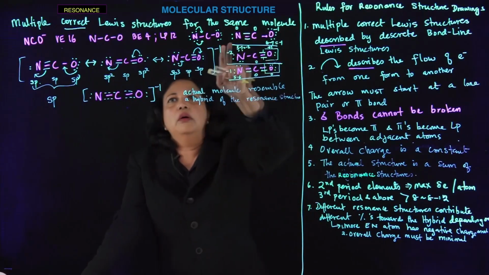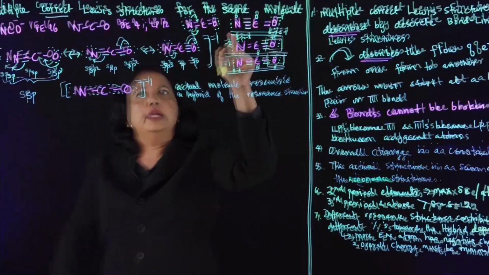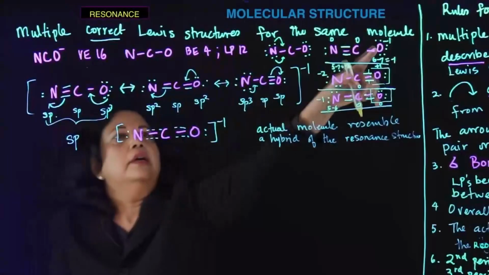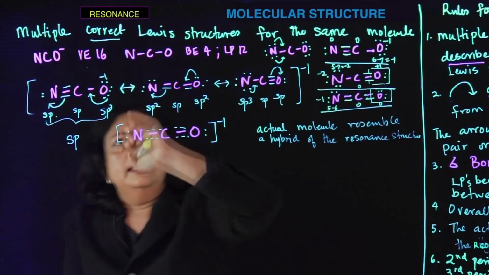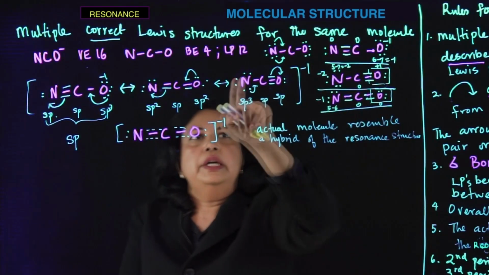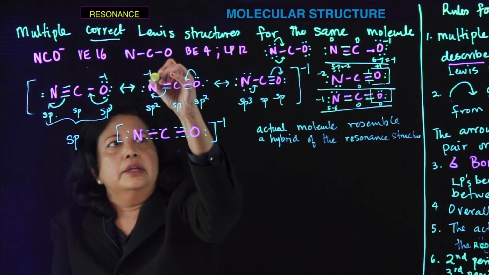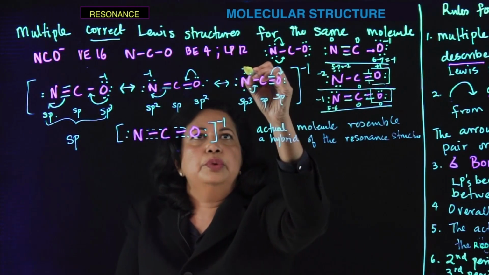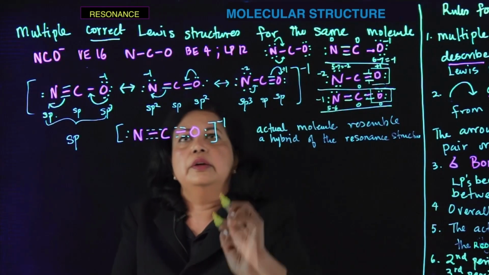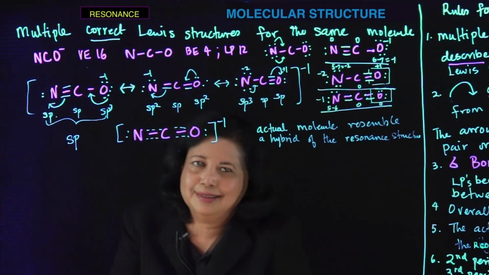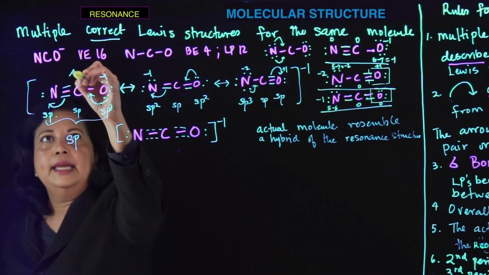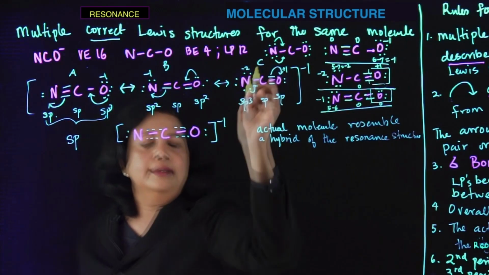So if you take all these three, which one would you think is the best? Over here, according to this, the negative is on the oxygen. Over here, the negative is on the nitrogen. Over here, there's a -2 here and a +1 here. So which one do you think would be the best? If I label this A, B, and C, right?